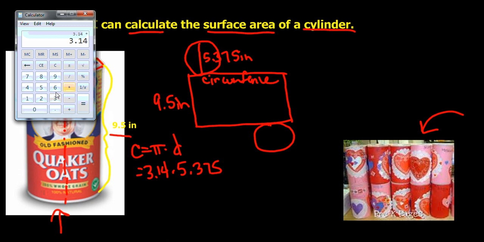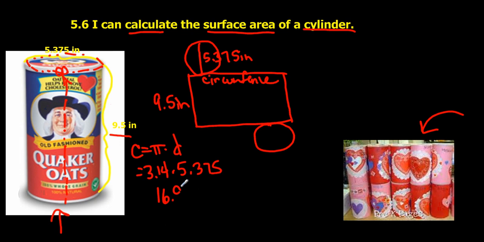3.14 times 5.375 gives me 16.8775. So we're going to go ahead and round to 16.9 inches. So now instead of saying this is the circumference, I'm going to replace it with the number 16.9 inches. Okay, so now I think I have some good information. I can calculate the area of my rectangle, because the area of a rectangle is length times width. And the length is 16.9 and the width is 9.5.